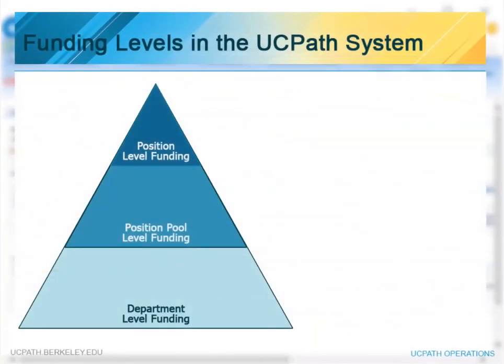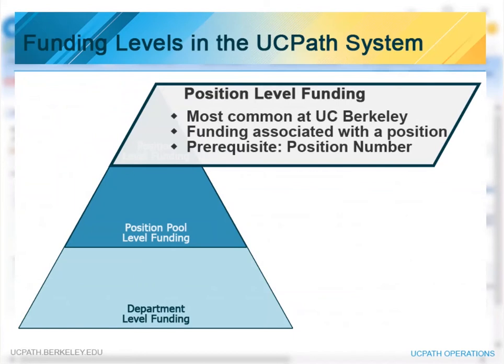Funding entry has 3 levels. The levels allow entry for a group of positions or for a single position. Position funding is the most narrow level. A position is a prerequisite at position level funding. This is typically used at the University of California, UC. Position funding is funding at the position level, not the job level.